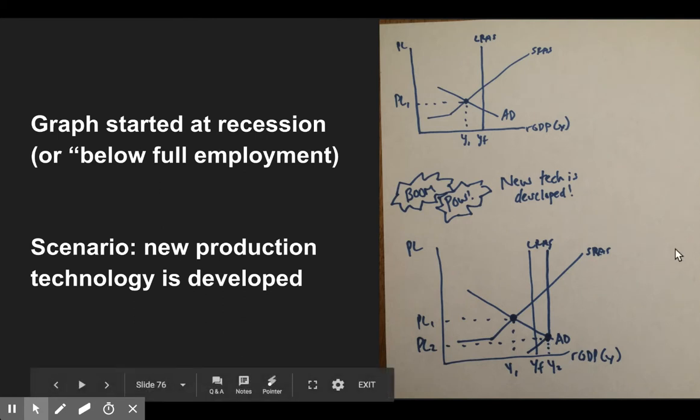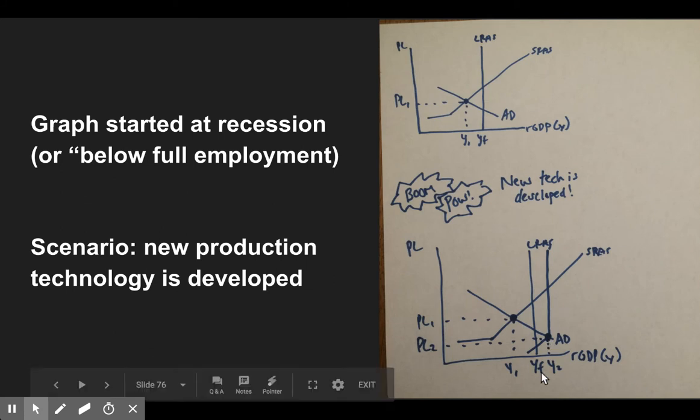And then off to the side, man, total brain fart today. I should have put it off to the side. As a result, now that LRAS shifted, we have LRAS, this would be SRAS, and AD all intersecting right here. So we are back at a long run equilibrium point. So we can just relabel it as PL2, so price level decreased, things are cheaper. Real GDP increased, we're producing more things, which also means if real GDP increases, that unemployment decreases.